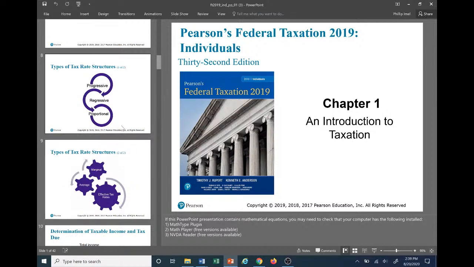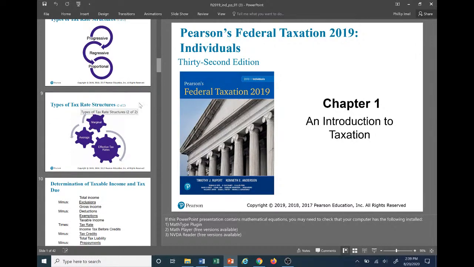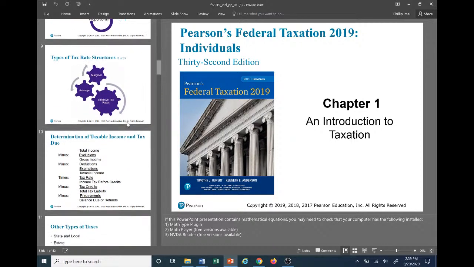Just know a little bit about the difference between progressive, regressive, and proportional. The main thing is to know we're in a progressive one here in the U.S. The individuals are. Of the types of tax rates, know that marginal is the highest, then average, and then the effective tax rate being the lowest here.